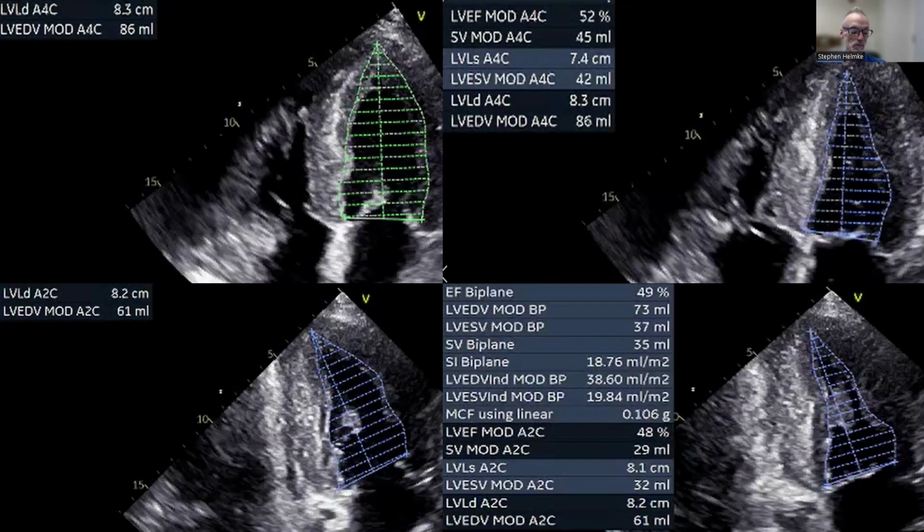So there's less work happening in this heart because of the amount of blood flow through the heart.